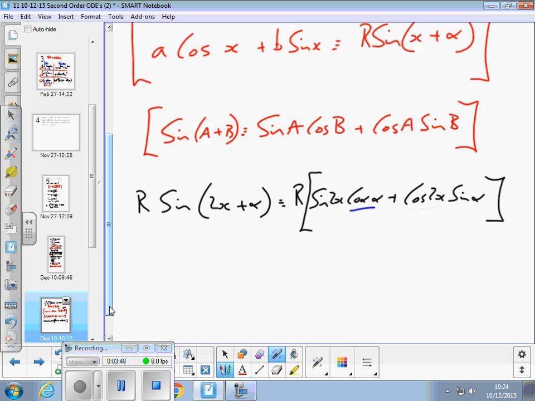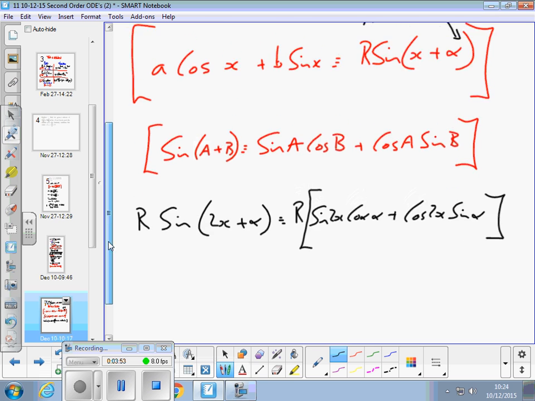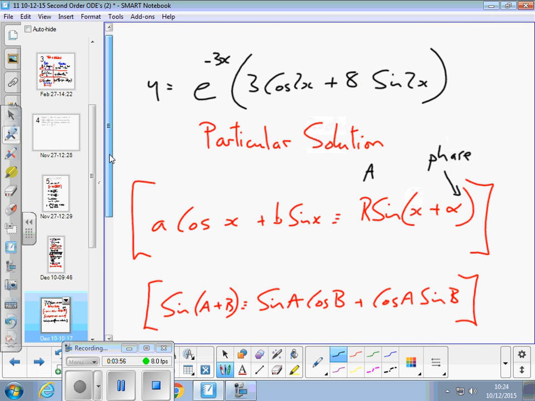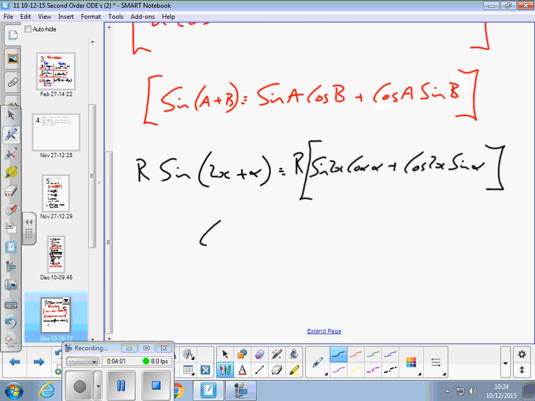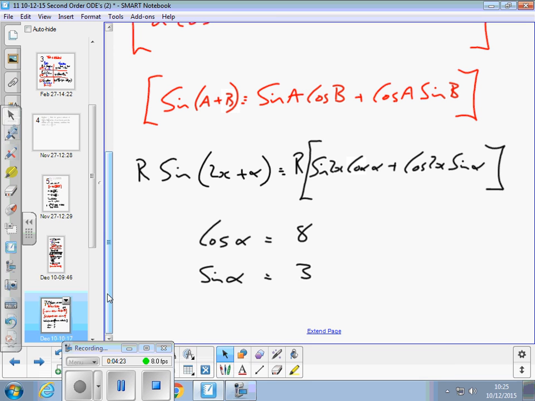So for our particular case, we know that cos alpha, just to make sure I got it right, cos alpha is the term in front of the sine, which is 8. So we know that cos alpha equals 8. And we know that the sine of alpha equals 3 from our expression. But of course that's equal to, and there's this r in front of it as well that we're going to need to take into account here.